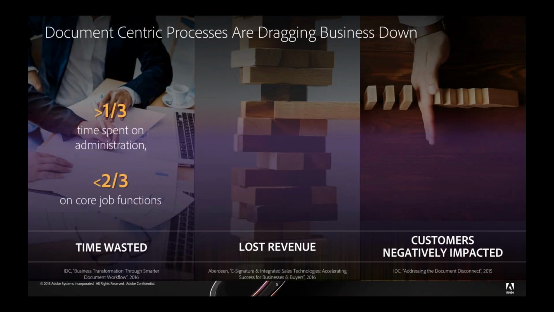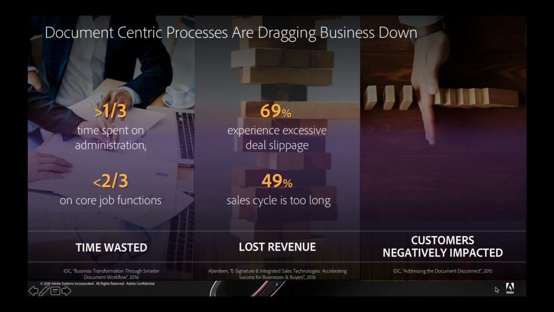So research has shown that precious time is being wasted by employees across organizations due to all the administrative tasks that they have to do, and they're doing those with disconnected document processes. So when you think of employees' core job, there are cases where less than 2/3 of it is actually being spent on the core job function, and they're actually spending it more on administrative tasks.